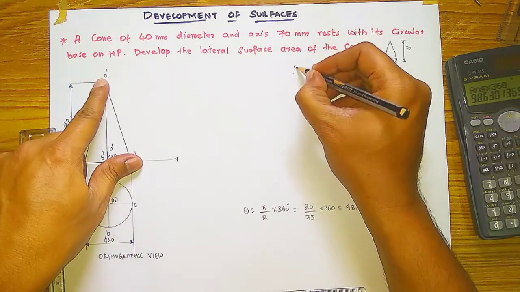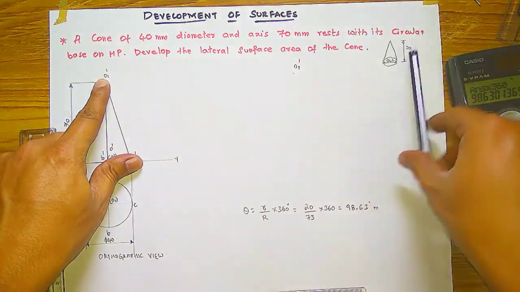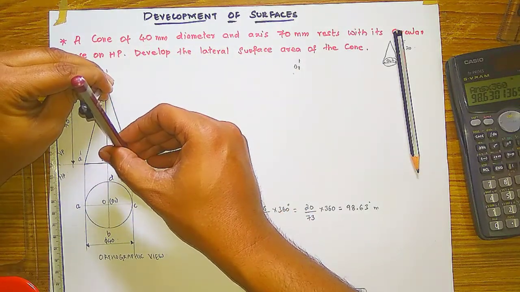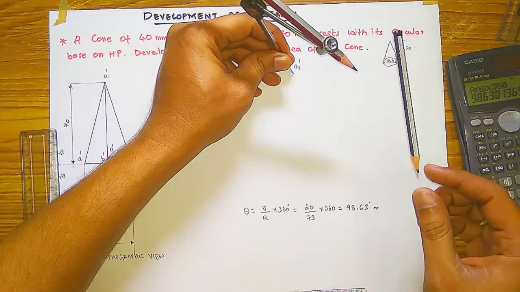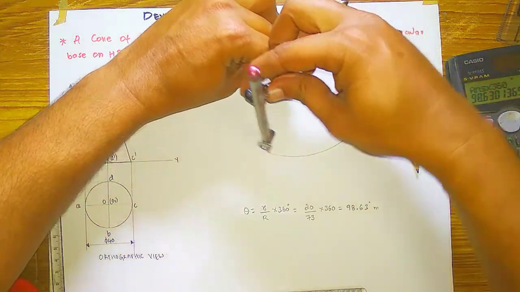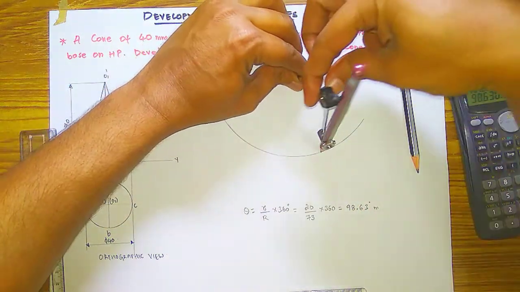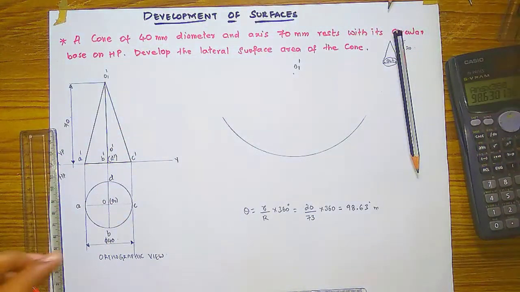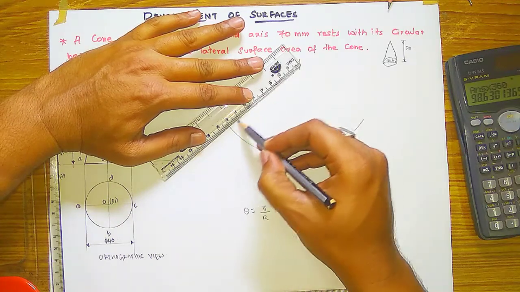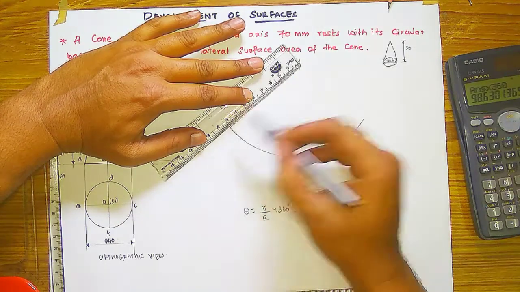This O1 dash you have to write like this, and this distance of the slant edge we measure on the divider. This distance only we have to take the arc like this, some convenient arc you take. Then after, join from anywhere till this curve like this.